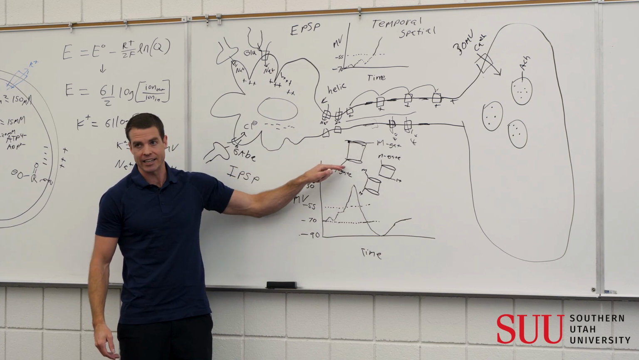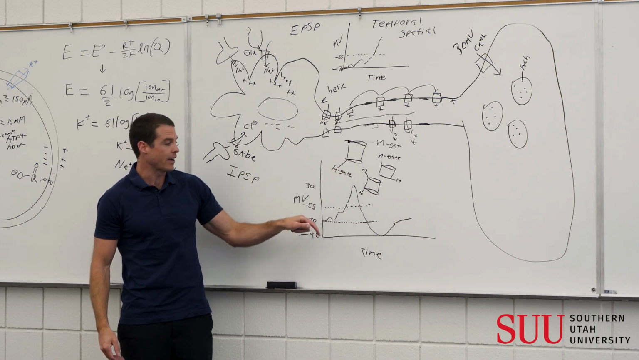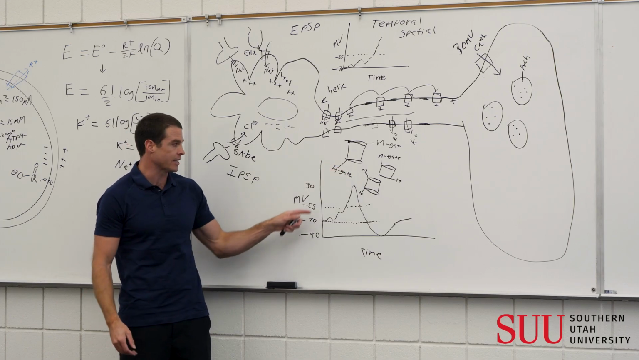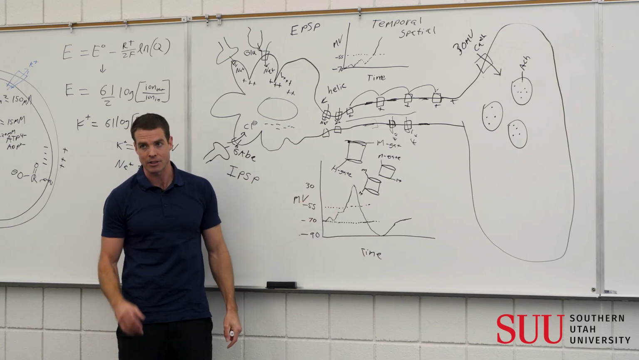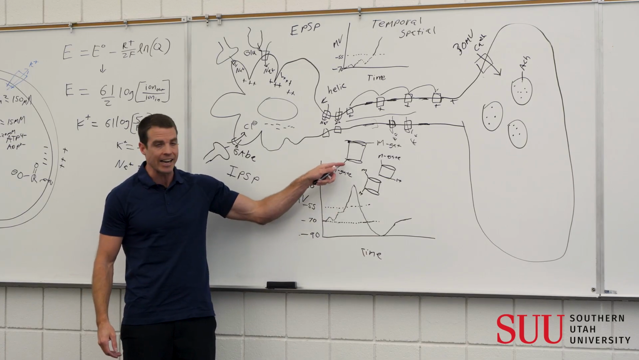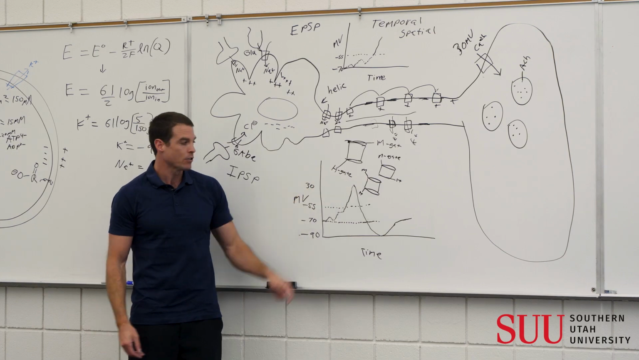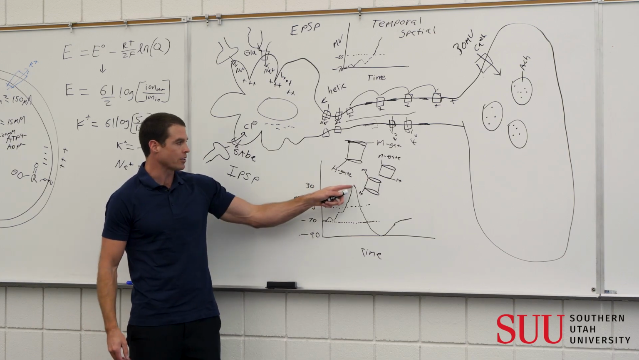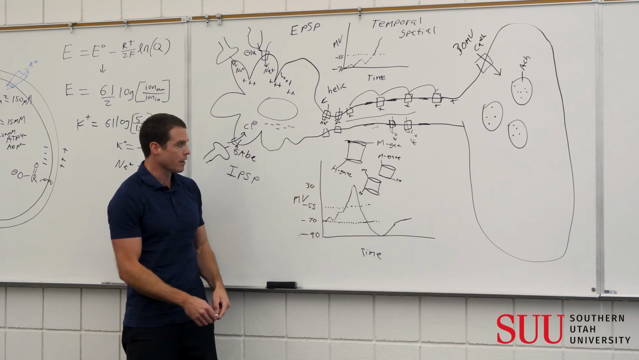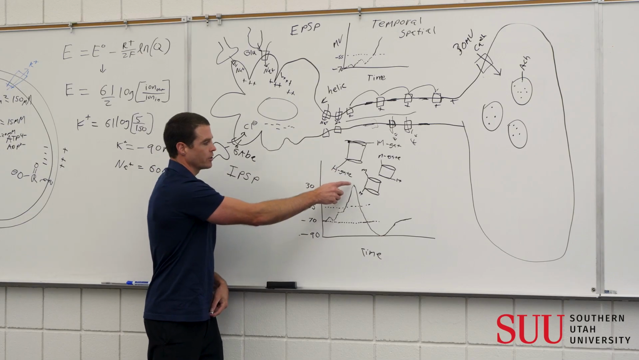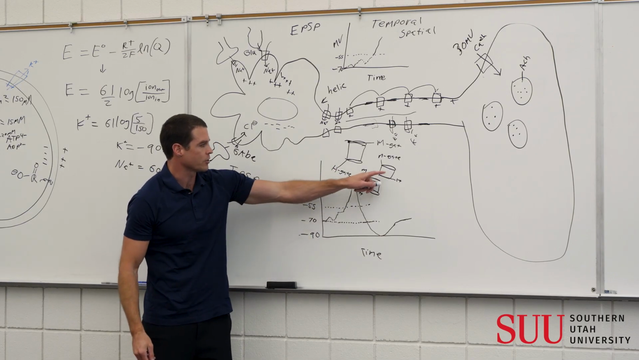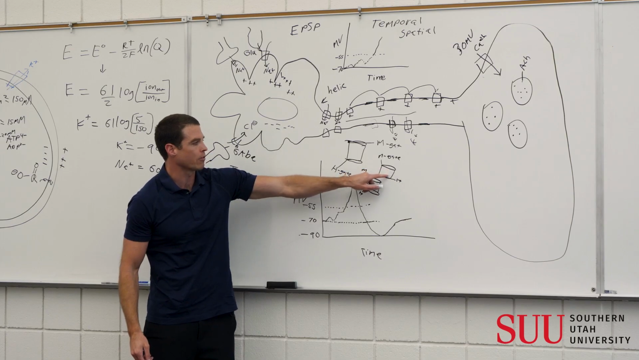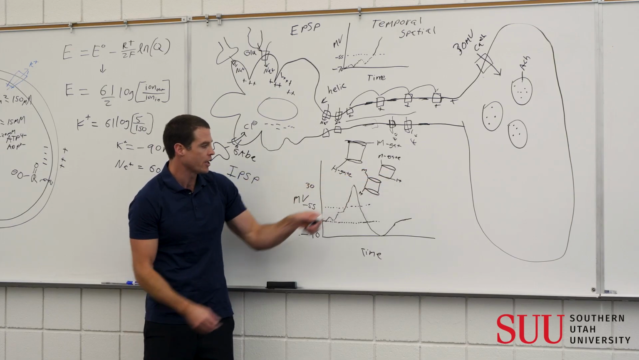Now, the H gate is also closing. In fact, the same stimulus that caused the M gate to open at negative 55 millivolts or so is actually the same stimulus that is causing the H gate to close, the inactivation gate. So once we hit the positive 30 millivolts, that's when the H gate is actually going to close.